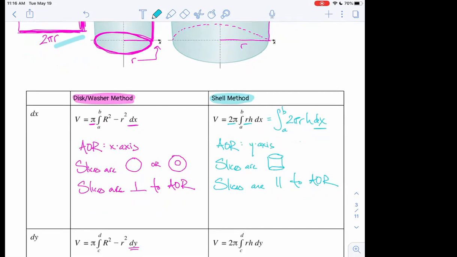And for our cases only, okay, so for what we're going to cover in the scope of this class, the radius is going to be equal to x. All right, so if the letter at the end is x, then all you plug in for radius is just x.